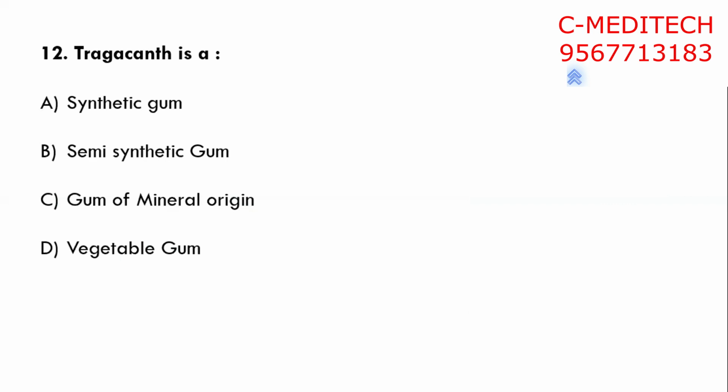So now let's see question number 12. Tragacanth is which type of gum? We have options. Option A, synthetic gum. Option B, semi-synthetic gum. Option C, gum of mineral origin. And option D, vegetable gum.